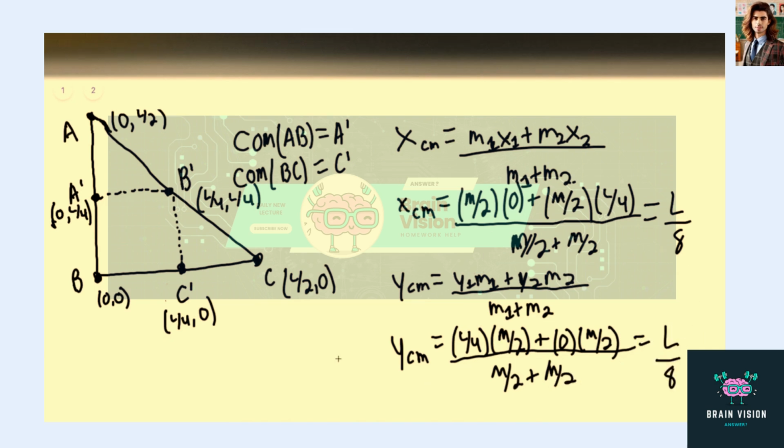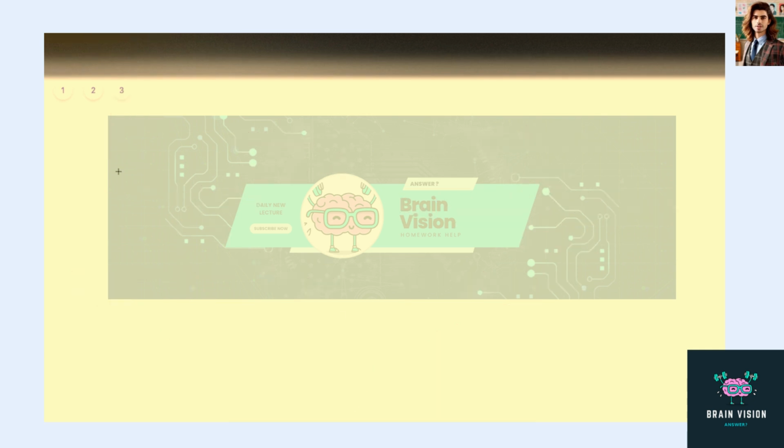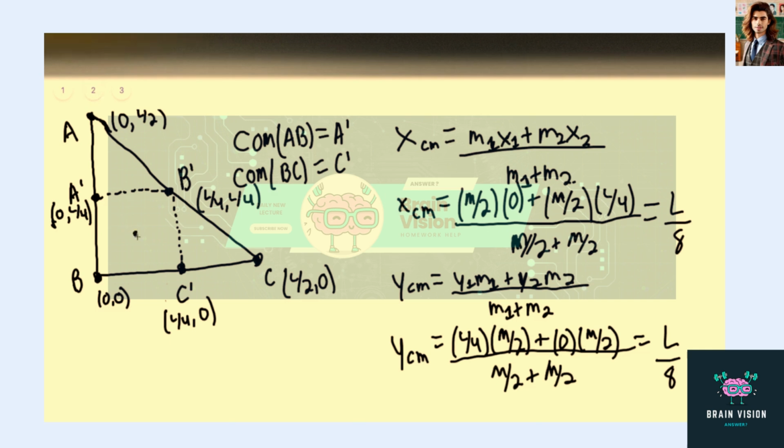So at this point, we can say that the center of mass is going to be D, and this is going to be L over 8, comma, L over 8. And if we were to draw this, it would be somewhere here. So this would be our D.